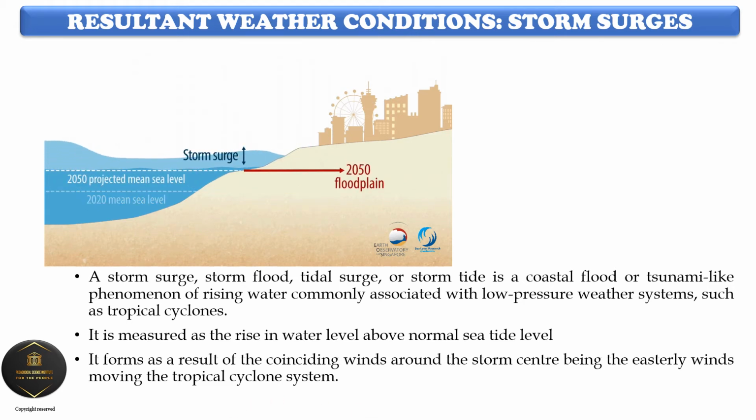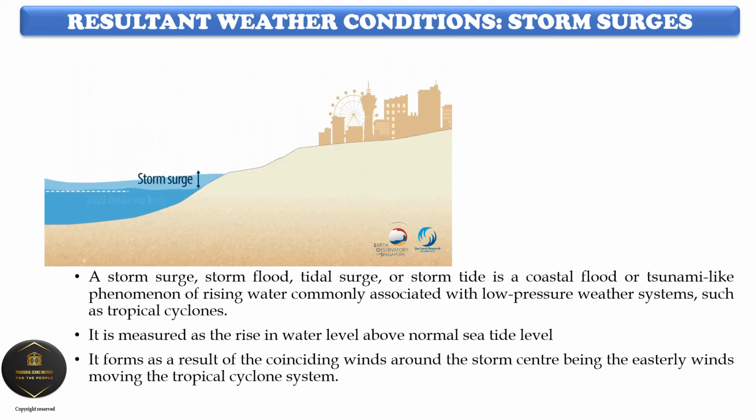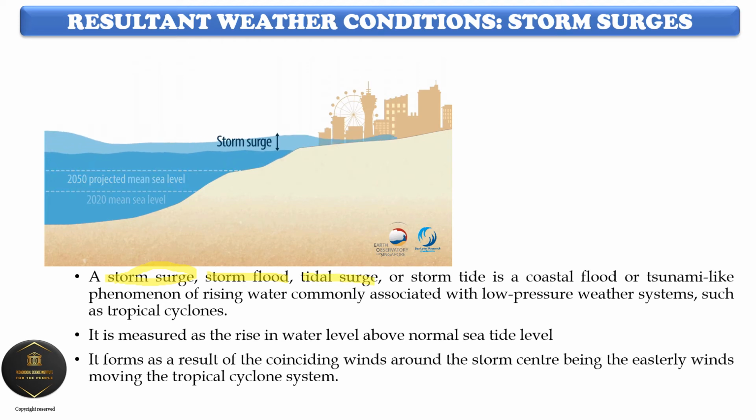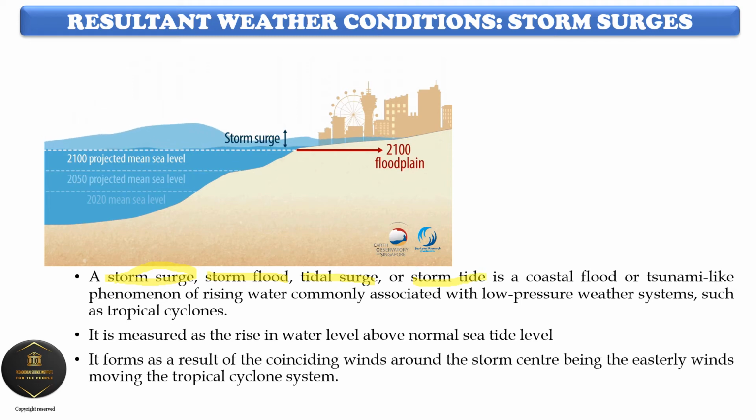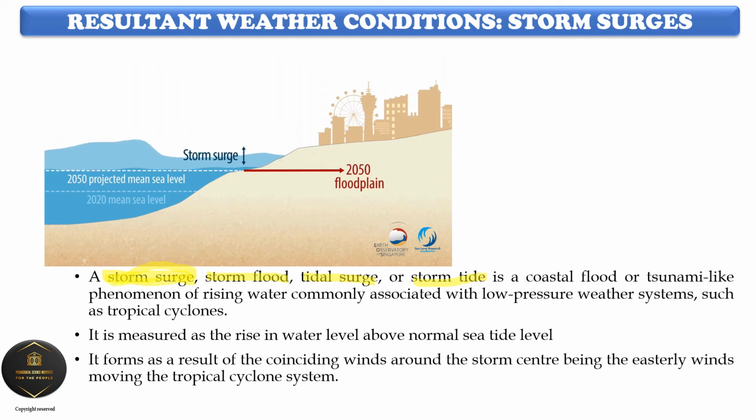So the first thing I want us to talk about is storm surges. So storm surges, what are they? Your examiners like asking you guys about storm surges. So the first thing is that you need to be able to define what a storm surge is. Now, a storm surge is known as a storm flood as well, or a tidal surge, or a storm tide. So those are other alternative terms they may use in the exam, but just focus on storm surges. That's the concept we mostly use in your papers.